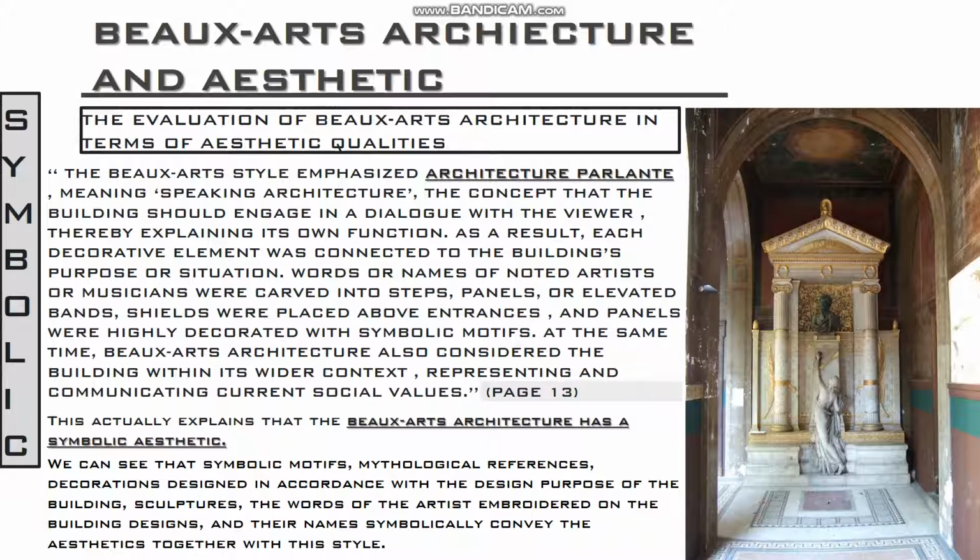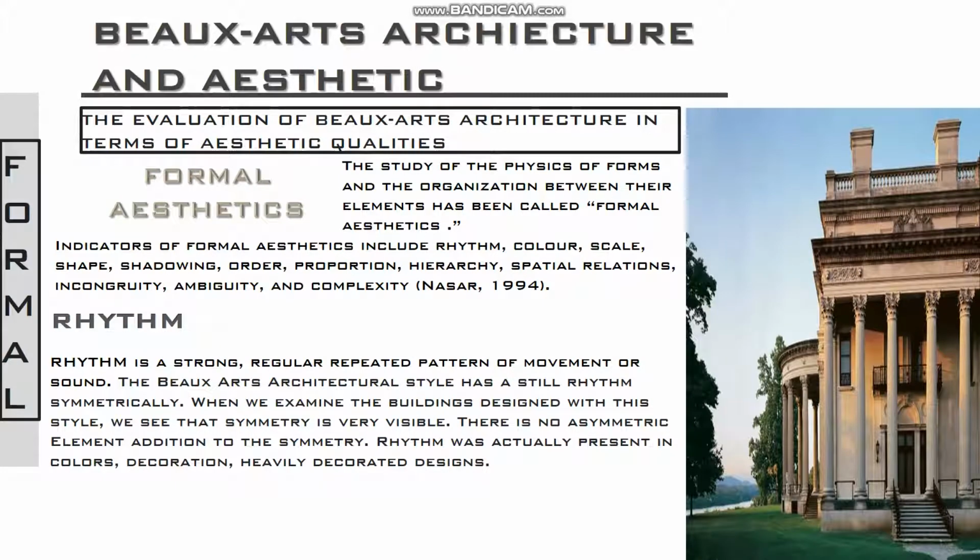We can see symbolic motifs, mythological references, decorations designed in accordance with the design purpose of the building, sculptures, the words of the artist embroidered on the building designs, and their names symbolically convey the aesthetics together with the style. Rhythm. The Beaux-Arts architectural style has a still rhythm, symmetrically.